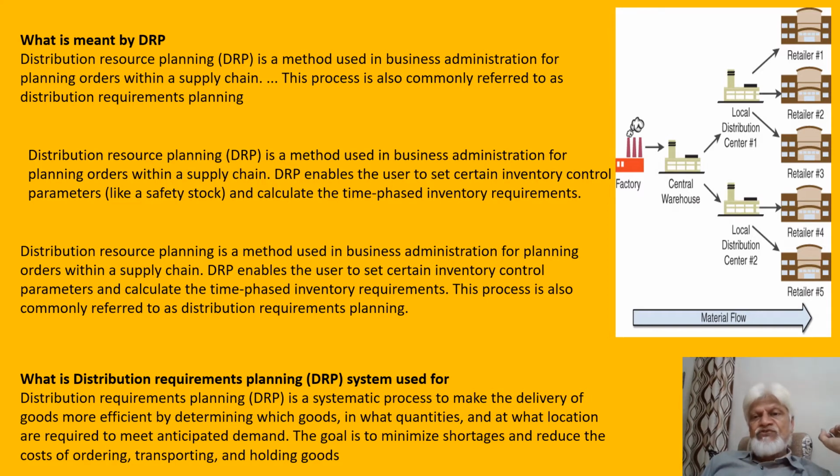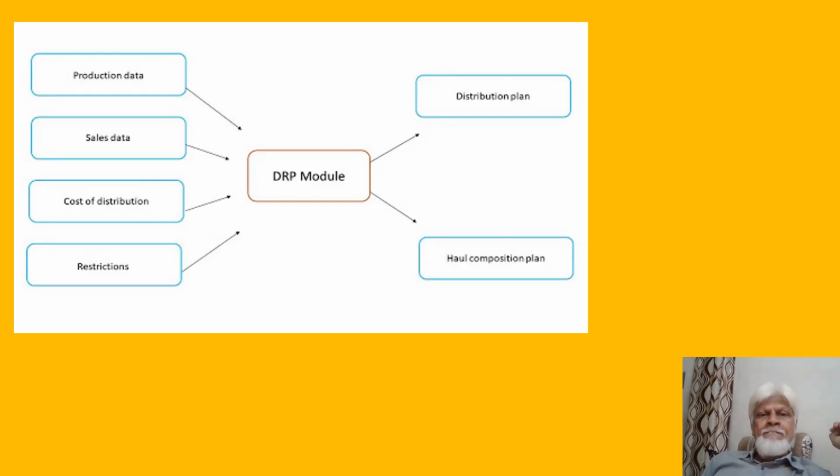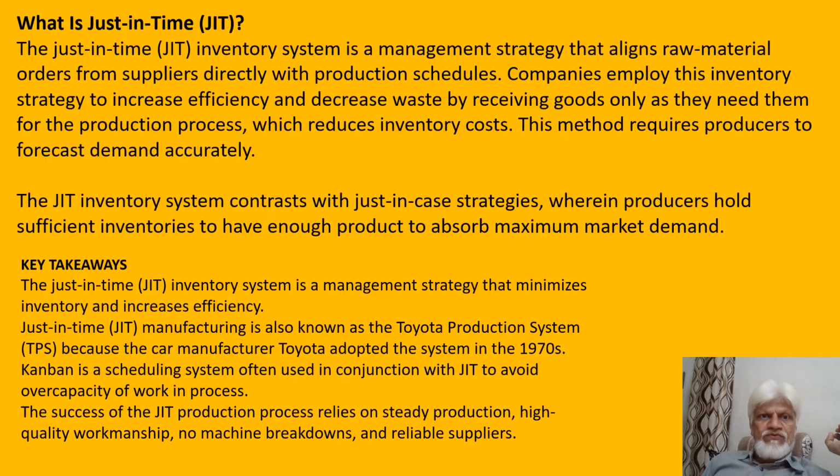A typical example is shown here. It's a factory with a central warehouse system and a distribution center, which takes all the data from the requirements and works it out based on the retailer and the stock inventory level, with auto orders placed. ERP concepts certainly work into this. So you should have a distribution plan and a warehouse composition plan. You should know the production data, the sales data, the cost of distribution, and the restrictions you have. This is what we also call a DRP module.